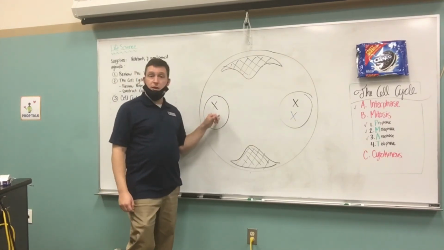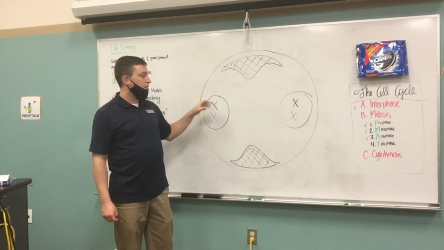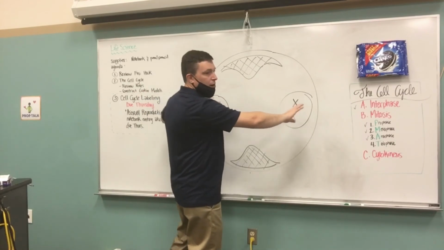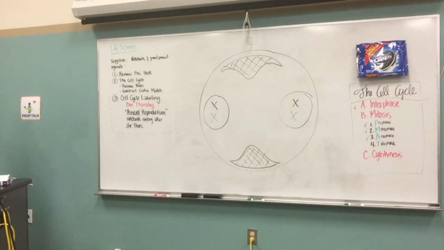So you do need to know that basically the original chromosomes that would have been in the original cell were duplicated and now they're separated on opposite ends, aren't they? And a new nucleus is forming around them.